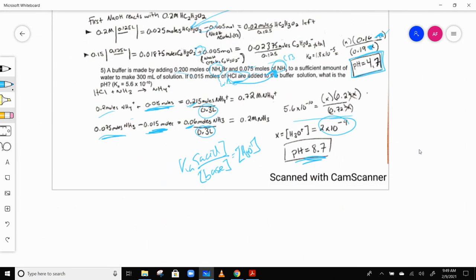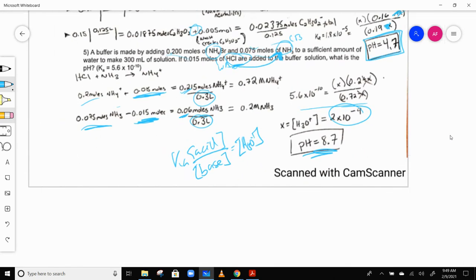Oftentimes, what they're going to ask you, and we'll get to this probably a little bit tomorrow, is what's the buffering capacity? So how much HCl can you add, or how much NaOH can you add before the buffer is totally kaput? And basically it would just be that many moles. So if you added 0.2 moles, or actually, sorry, it would be this one, 0.075. If you add 0.075 moles of HCl, then the buffer would be kaput. There wouldn't be a buffer anymore.